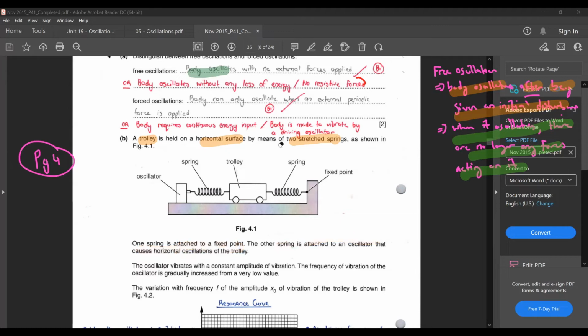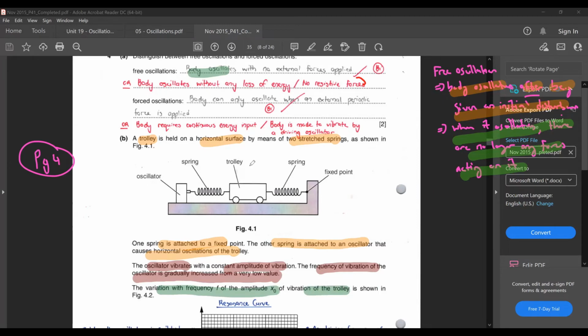This is actually the exact same diagram and description that I put inside your notes just now. Your oscillator is now vibrating at constant amplitude of vibration. The frequency of vibration of your oscillator is gradually increased from a very low value. And then what they told you here is that the variation with frequency f of the amplitude of vibration of the trolley is shown below.